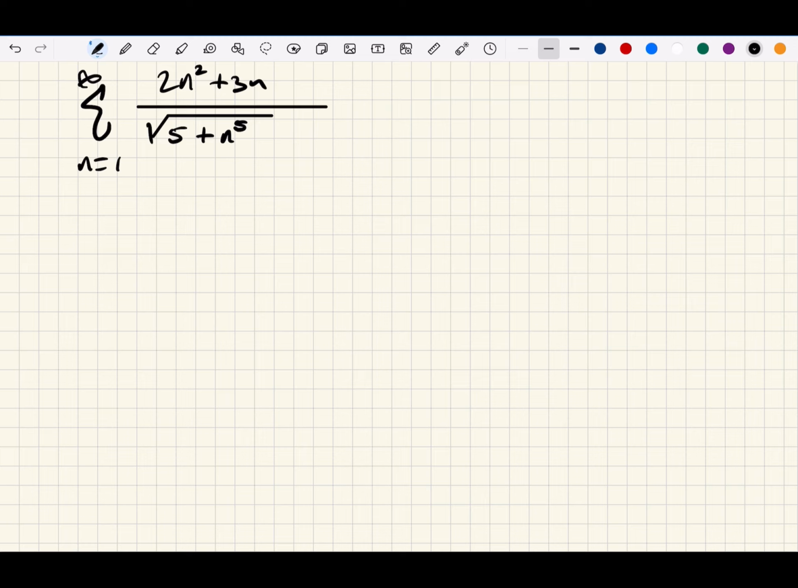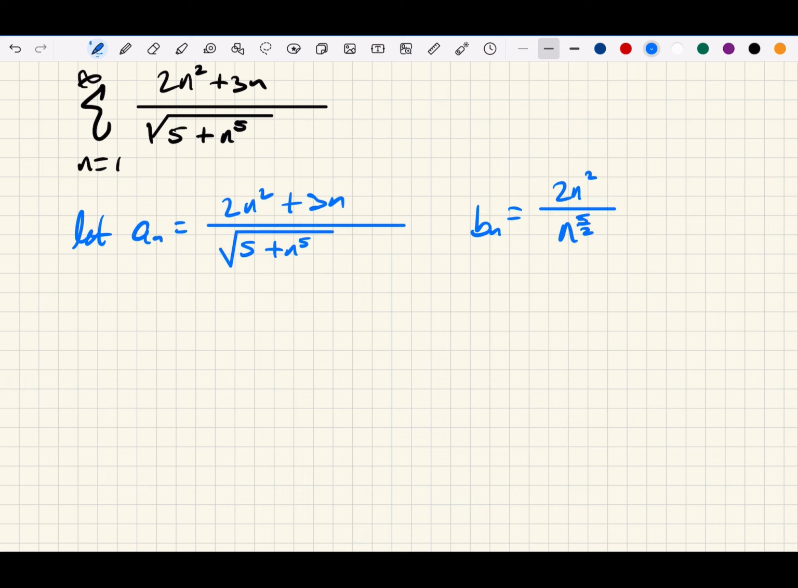Again, you want to start with a suspicion, right? Because that's how you're going to determine what series you might compare that to. I mean, if I was me, this is how I'd start.